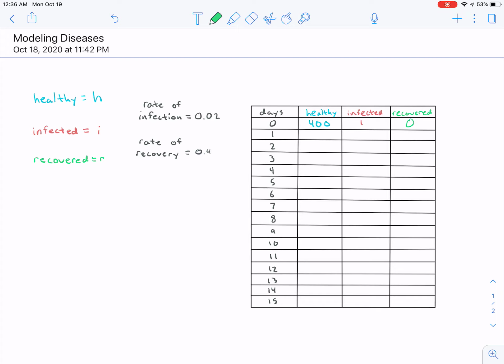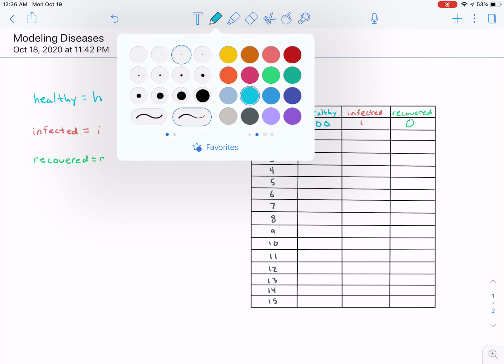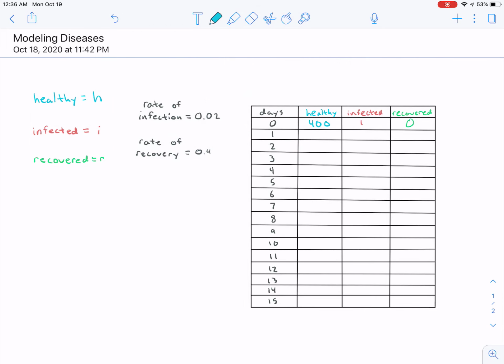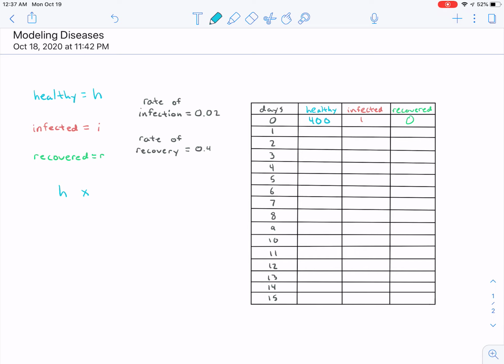So you might be asking, how do you actually find out how many people will get infected the next day? Well, that's where this equation comes in. So this equation is basically, you take the number of healthy people, H. Okay, there we go. Right, and you multiply it by the number of infected people, and then you take that and you multiply it by this number. So that is the rate of infection.